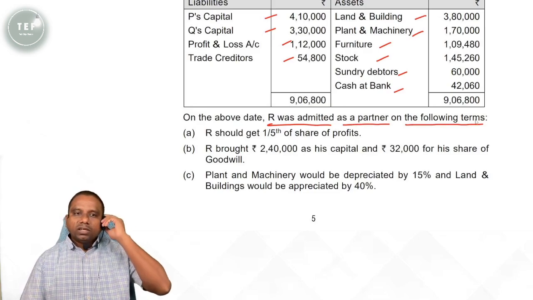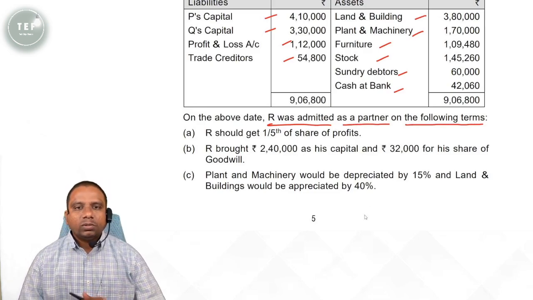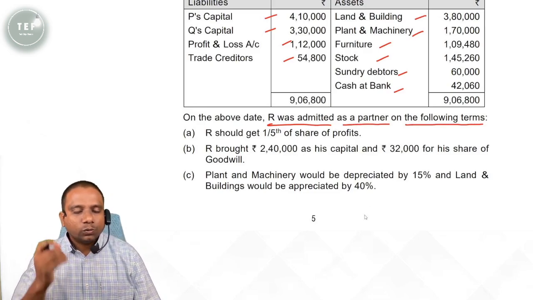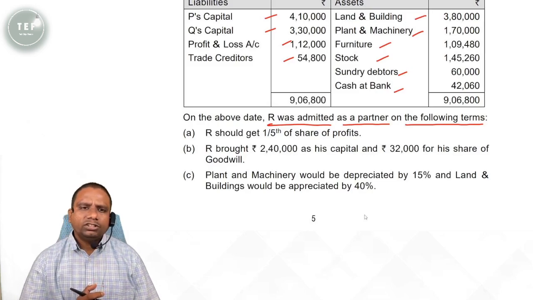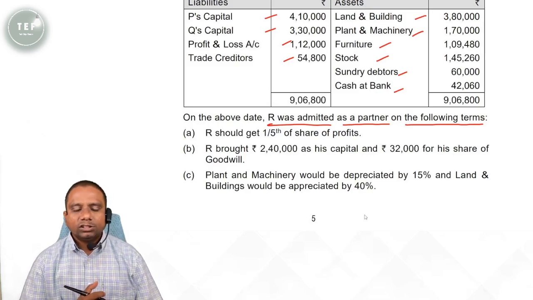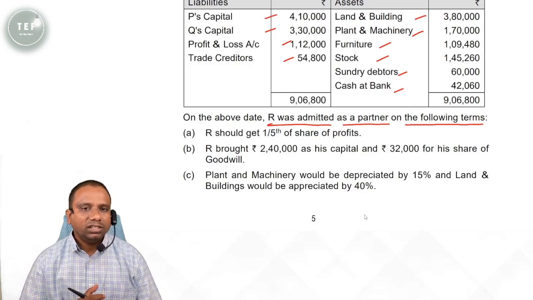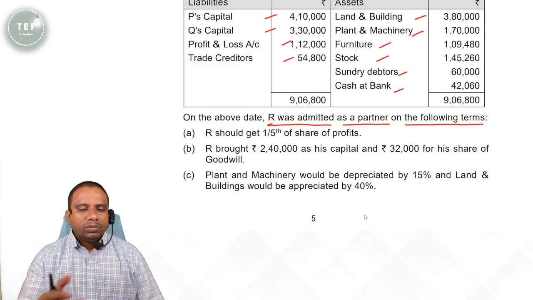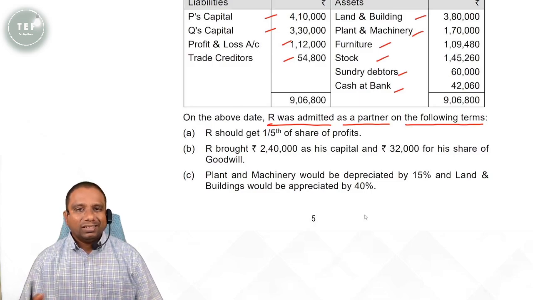It is admission of partner, students. In case of admission of partner, we have to do certain adjustments. First one, calculate new profit sharing ratio. After that, goodwill adjustment. After that, revaluation of assets and liabilities. After that, distribution of general reserve and other P&L account balance, profits or losses, and capital adjustment.